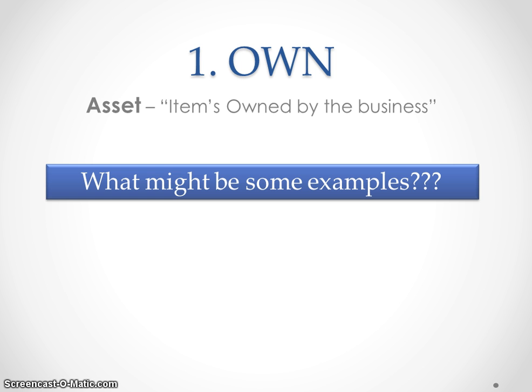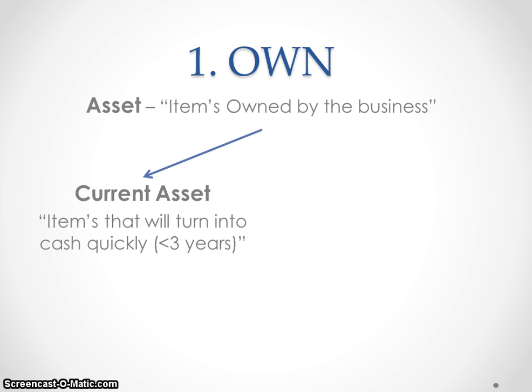You should be thinking of things such as maybe the building that they work in, assuming it's not rented, cars and vehicles, equipment, computers in their offices, money in their bank. It is technically owned by them, and so it is considered an asset. There are two main types of assets that we like to categorize them into. The first is something we call a current asset.